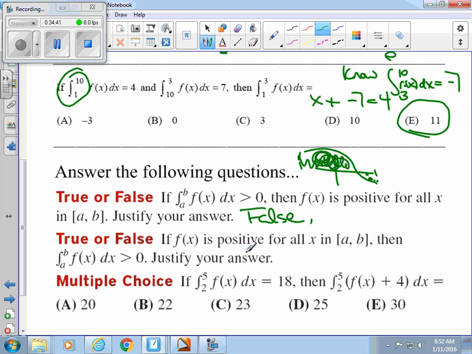If f of x is positive, then the integral is greater than 0. That's true because there is no negative area, right? Now, they could try to trick you by putting from B to A or something, but they didn't. You see, it still says from A to B. So they didn't try to trick you with that, so that's true.